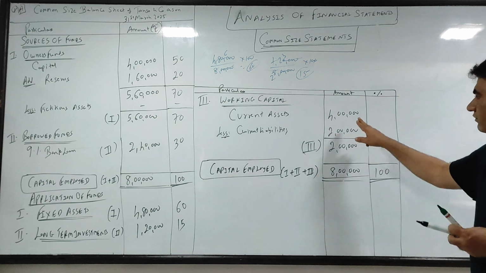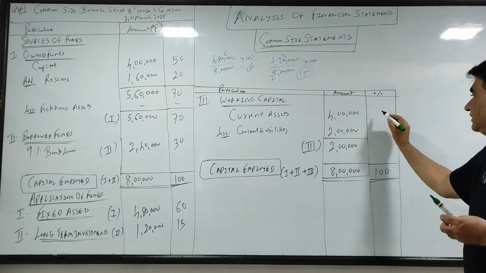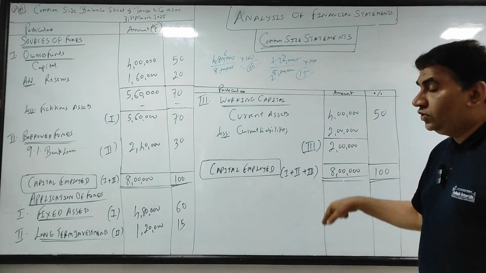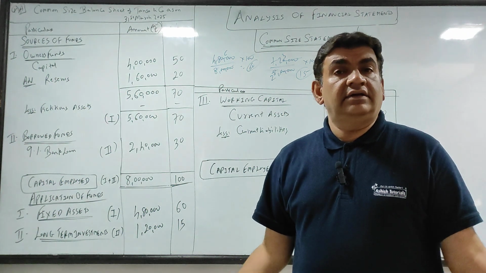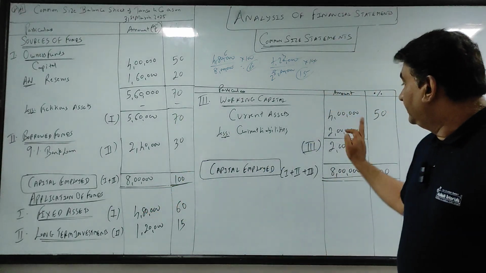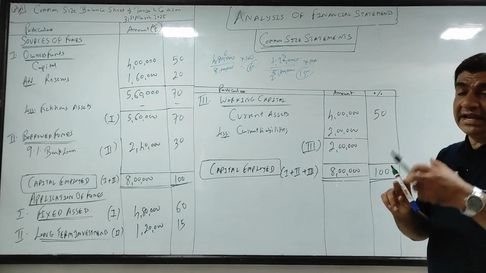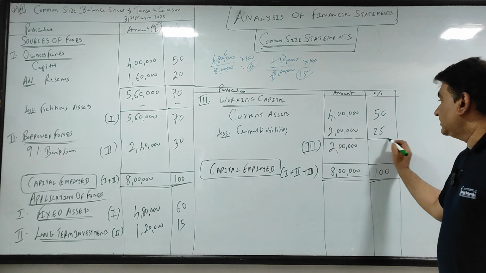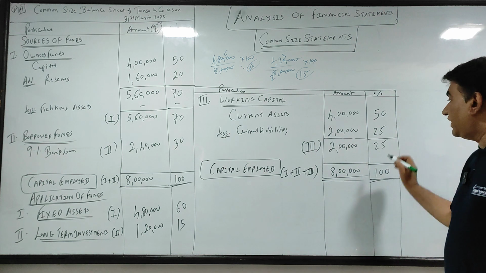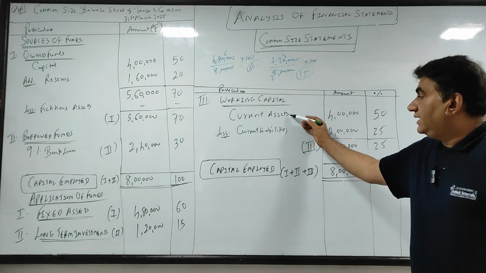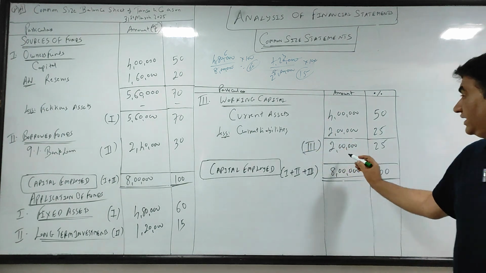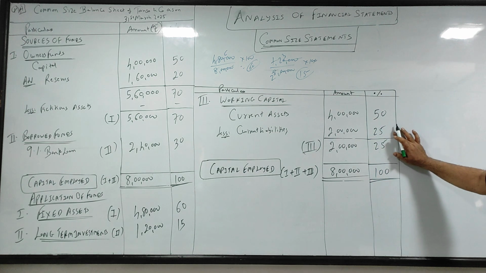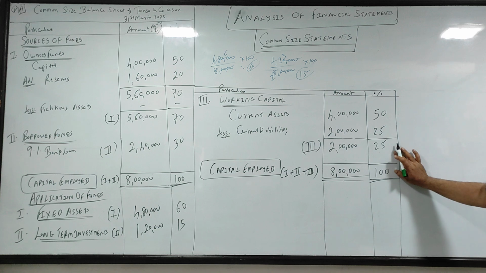Next 4 lakh, already did 4 lakh, this gives you 50%. 2 lakh divide by 8 lakh into 100. 0 0 all gets cancelled. 2 lakhs, so if you calculate, your answer will be 25. And now see, 2 lakh is 25, so this 2 lakh will also be 25. Now see, current assets minus current liability gives you working capital. So 50% is current assets, out of that 25% is current liability, so the remaining is 25.